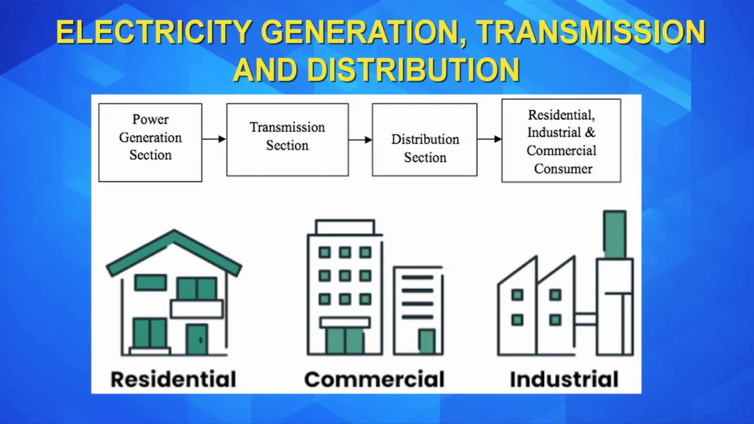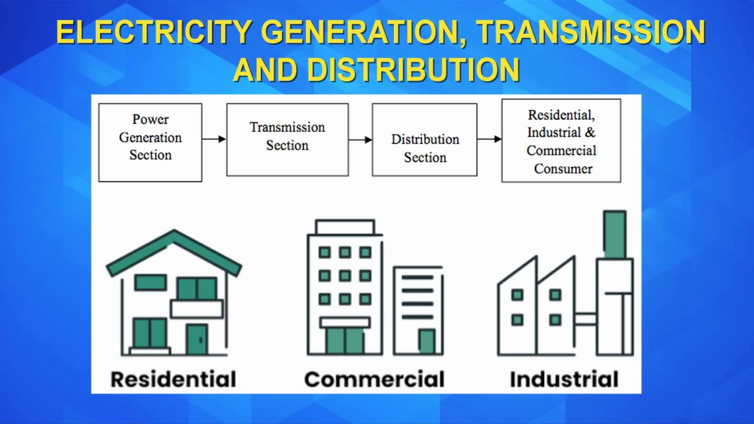The power plant section: electricity is generated in the power plant using various sources of energy such as renewable and non-renewable sources. Transmission section: after electricity is generated, electric utilities transmit it over a long distance through high voltage transmission lines. These high voltage transmission lines carry the electricity from power plants to distribution substations.